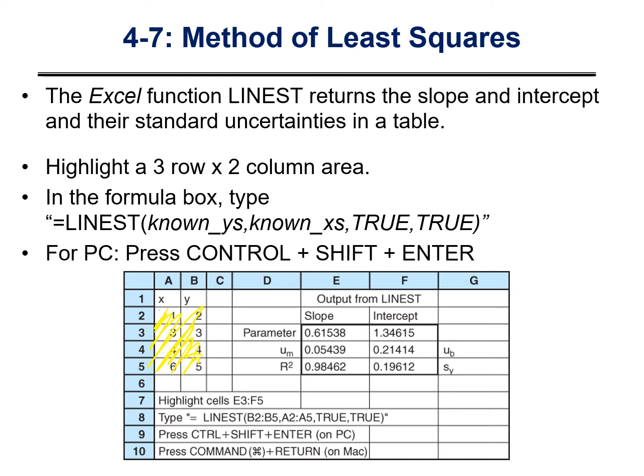So you would essentially use this equation. So LINEST, they do B2 to B5. That's going to be your y values. So that's what they did here. Your known y values were B2 to B5. Then they did A2 to A5, which was your known x values, comma, true, comma, true. And then for PC, you do Control Shift Enter. For Mac, you press Command Return, and essentially it gives you this. It gives you everything we just spent 20 minutes doing in a fraction of a second. So please practice using Excel to make your life easier.